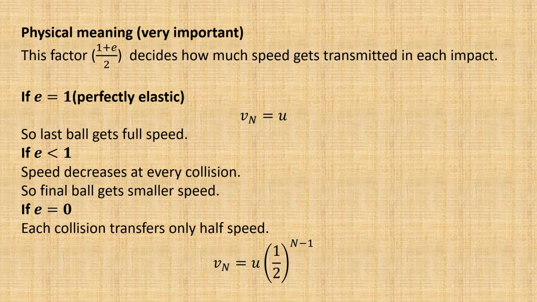And our final case is when E is equal to 0, that is perfectly inelastic collision. Here each collision transfers only half the speed. So Vn is equal to u times (1 upon 2) to the power n minus 1. So students, the beauty of this problem is that one single key observation, that every collision multiplies the speed by the factor (1 plus E) upon 2, is enough to solve the entire chain. And this is the power of recognizing patterns in physics. Thank you.